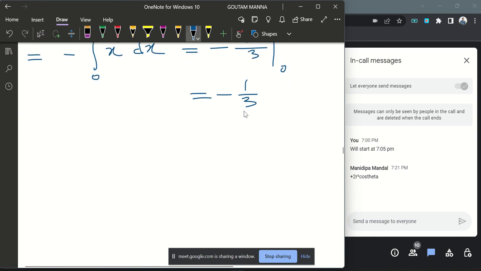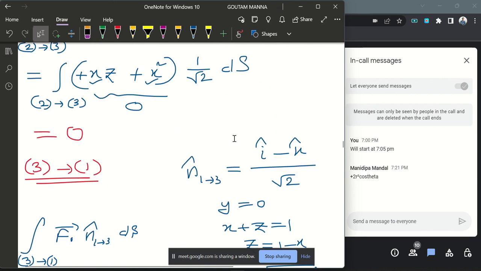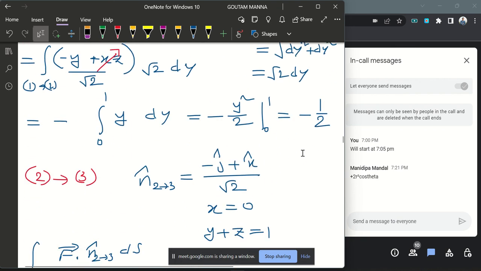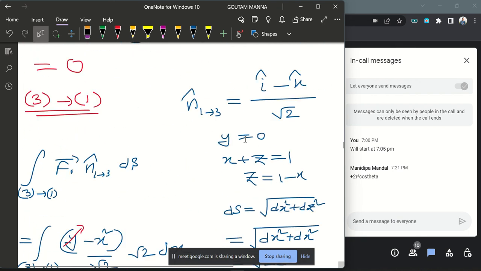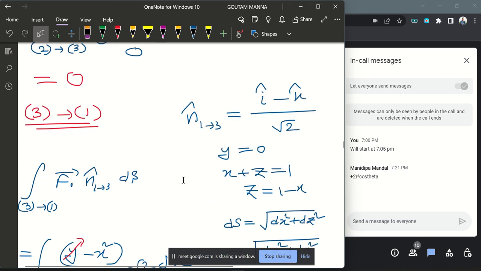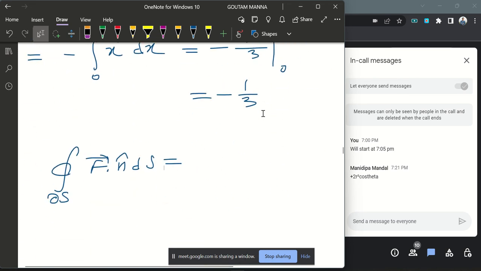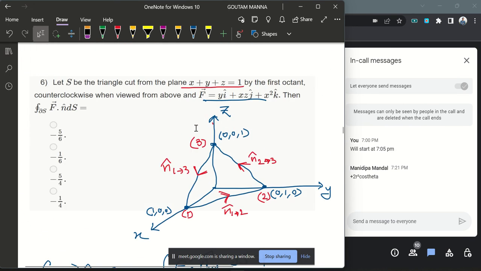So then the integration f dot n ds equals, along path 1 to 2 the integration is minus half, path 2 to 3 its value is 0, and path 3 to 1 it is minus 1 by 3. Minus half minus 1 by 3, which is minus 5 by 6. So the correct answer is the first one.